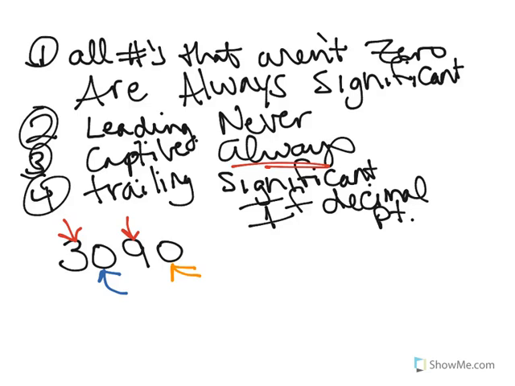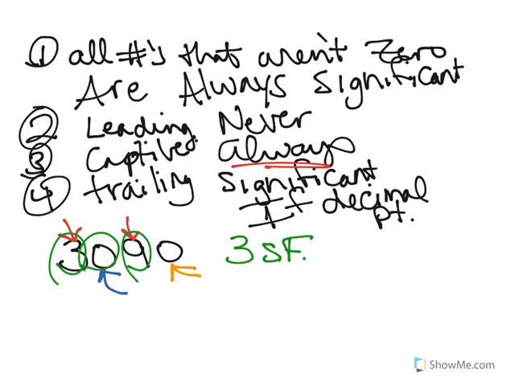So starting with rule 1, all numbers that aren't zero are always significant. So we have a 3 and a 9. Rule 2, leading, never. We don't have any leading zeros. Rule 3, captive, always. We have one captive. Rule 4, trailing, only if there's a decimal point. No decimal point, not significant. So how many significant figures are in this number? 1, 2, 3. 3 significant figures.